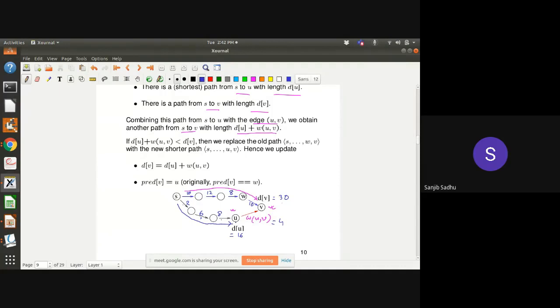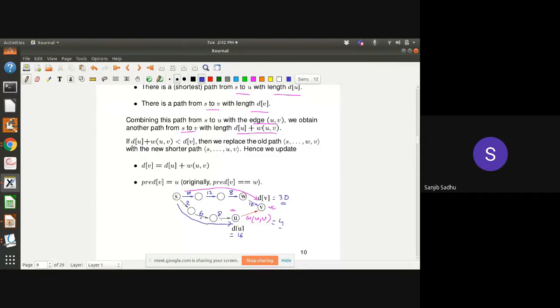At this moment, suppose I am exploring U. I am checking, okay, V is the adjacent vertex to U, and the weight of this edge is 4. So if I can reach from S to V via this path also, what will be the path length? That will be du, which is 16, plus w of U to V, weight 4. So 16 plus 4 is 20. So 20 is less than 30.